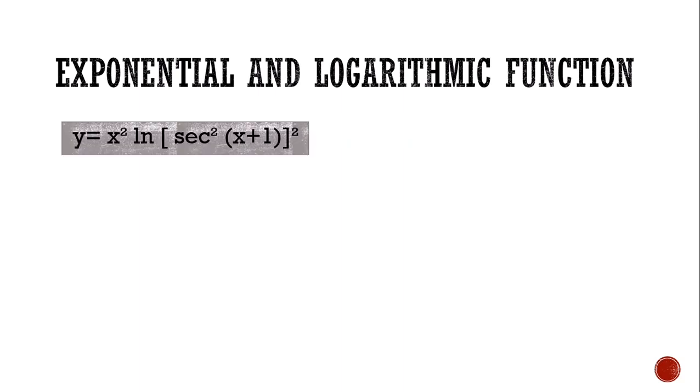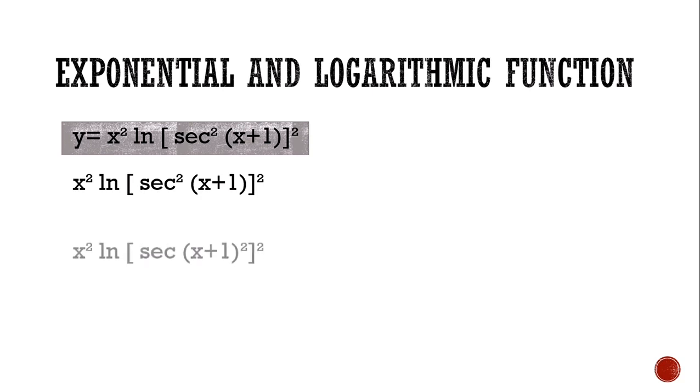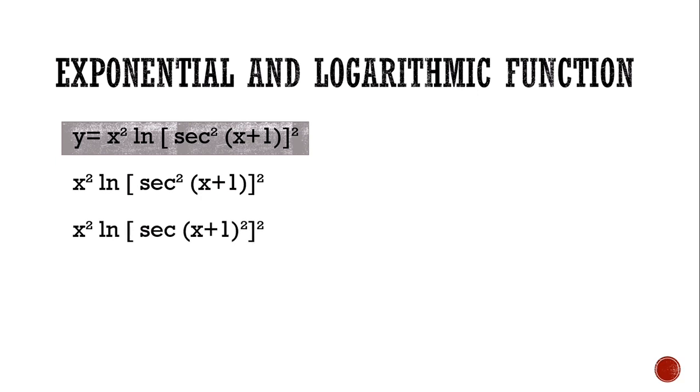Exponential and logarithmic function. Y equals x squared natural logarithm secant squared quantity x plus 1 squared. It needs to remove the square on secant, then we put it on the secant quantity x plus 1. X squared natural logarithm secant quantity x plus 1 squared squared.